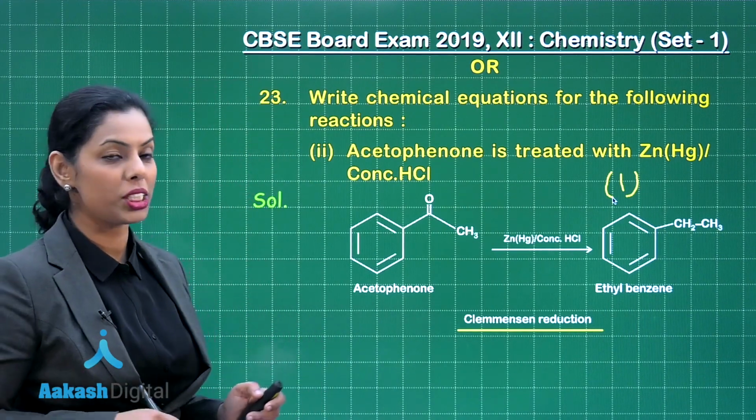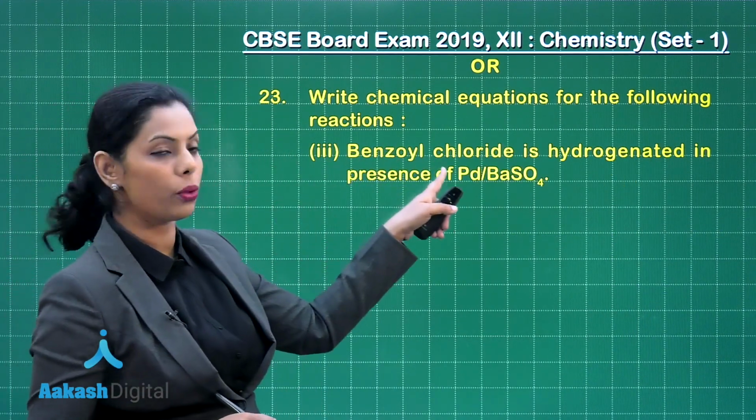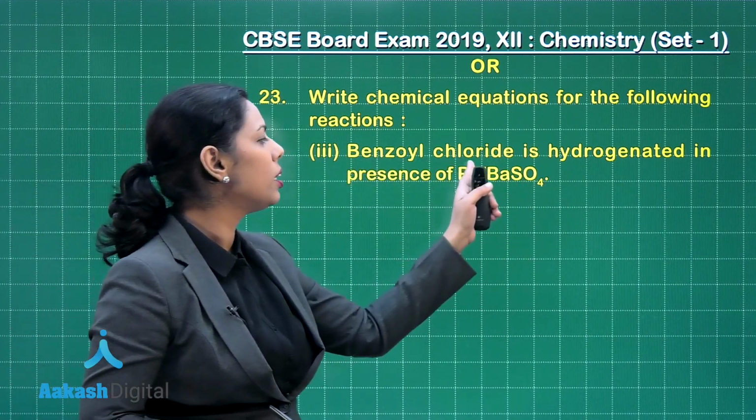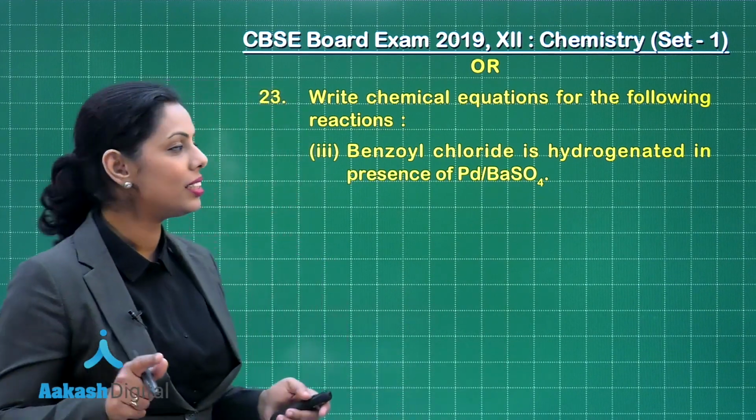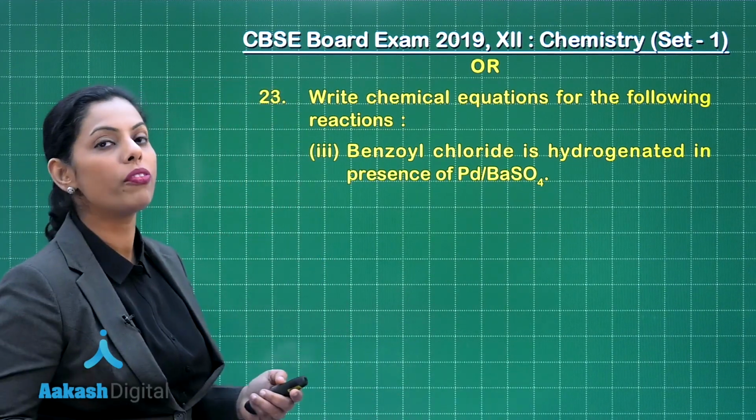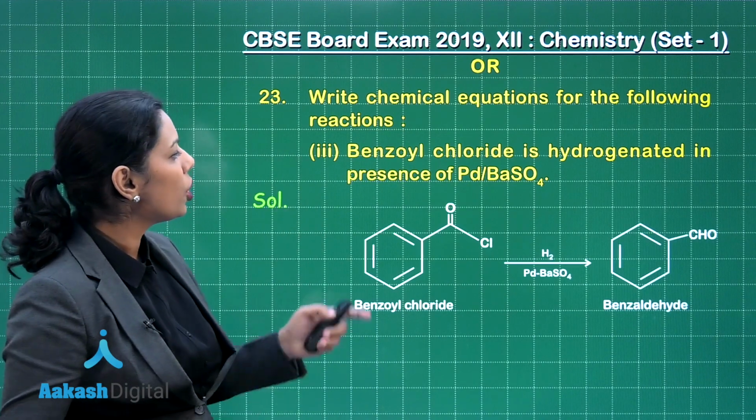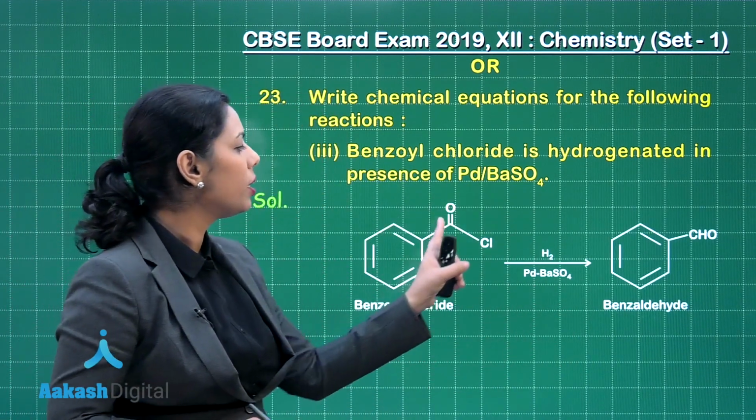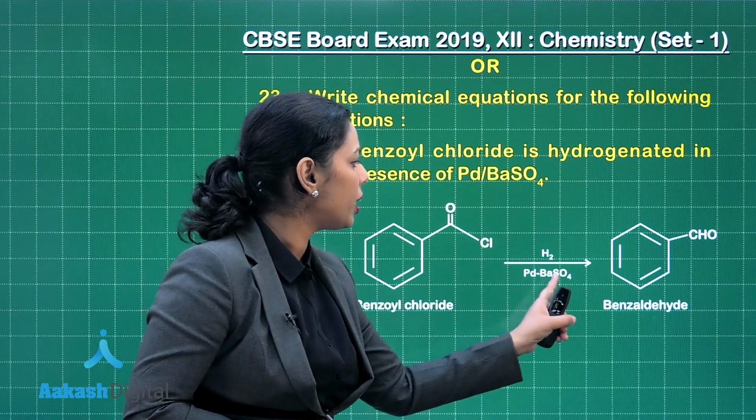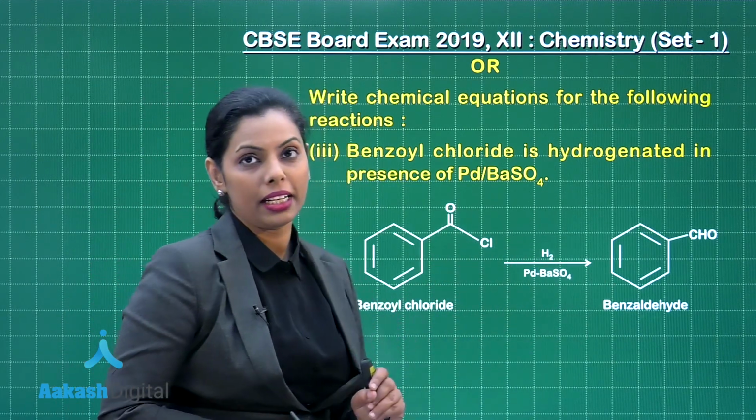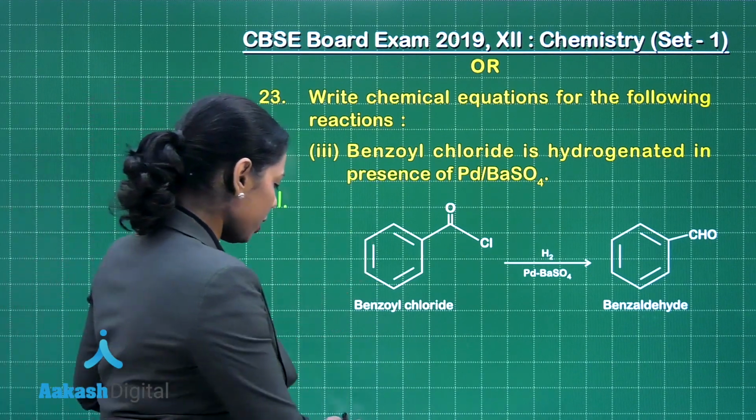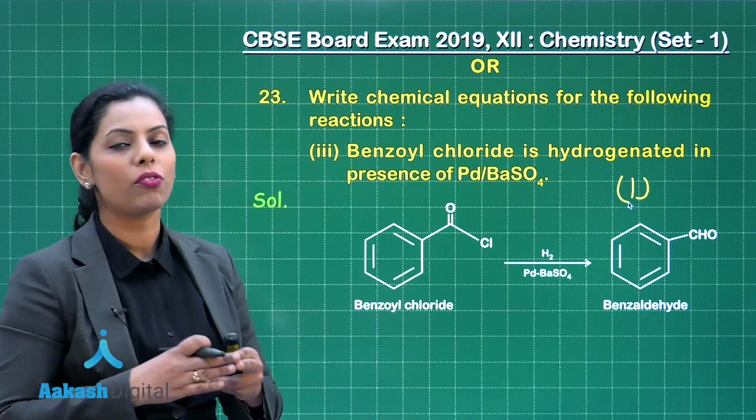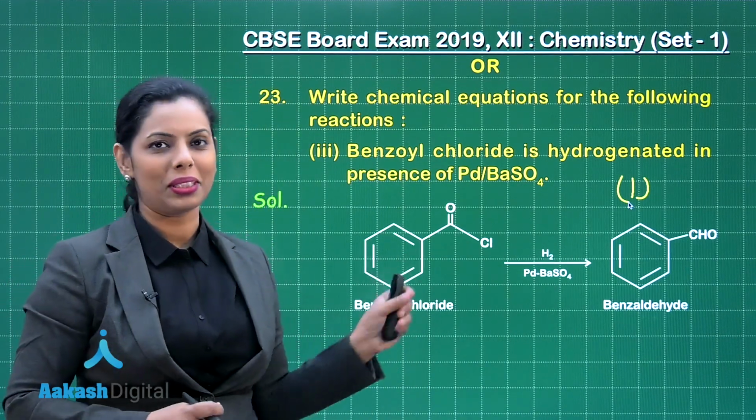A third part of this question is left. Let's check. Benzoyl chloride is hydrogenated in the presence of palladium supported over barium sulfate. It means this is again a type of reduction, and in this case you will obtain benzaldehyde. It is treated with hydrogen, palladium and barium sulfate, then you are getting benzaldehyde. Now if you write this way you will get 1 mark for this part also. So till now we have obtained a total of 3 marks for this question.